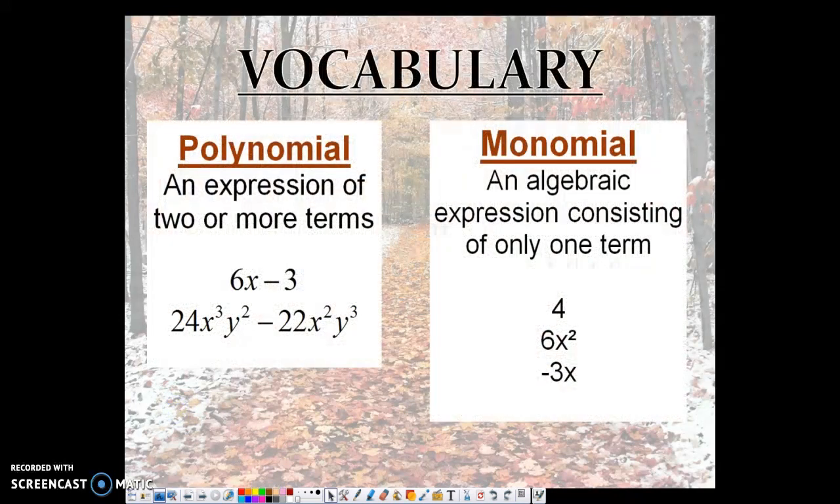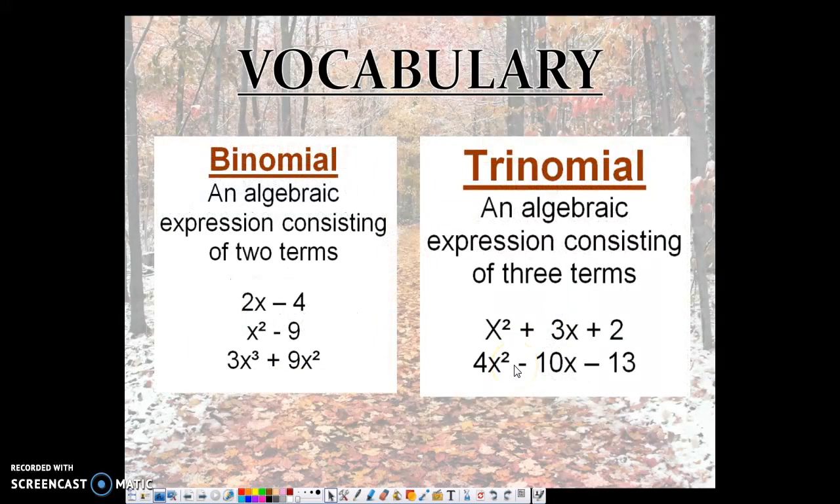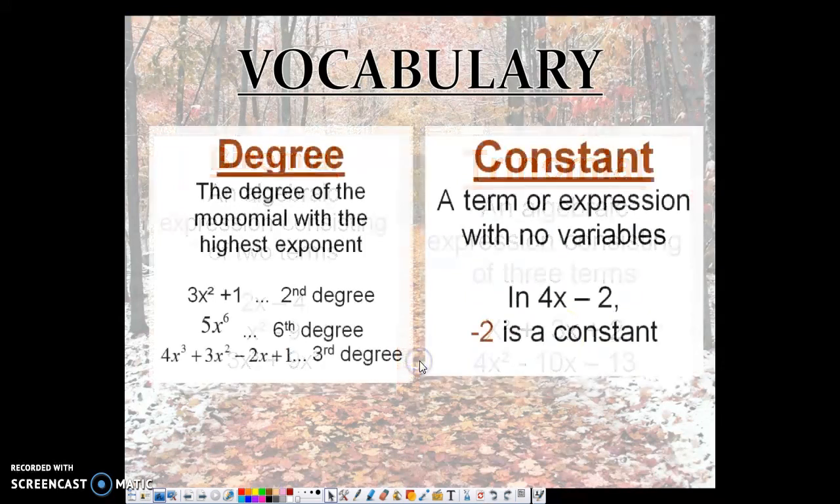All right, so a polynomial is an expression of two or more terms. We've gone over this. That's a polynomial expression. A monomial, mono means one, so that's one term. Binomial, bi means two, so those are binomials. Trinomial has three terms, because tri means three.